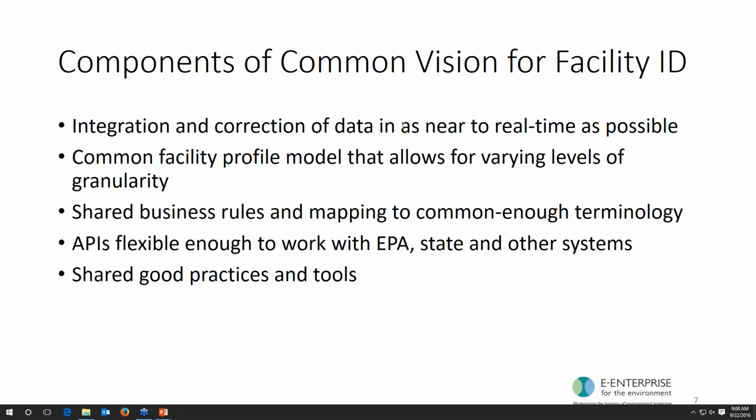Also, for supporting facility integration, APIs are going to be needed, and they need to be flexible enough to work with EPAs, states, other systems. In other words, it has to be able to meet everyone's needs. And then finally, just having good practices and tools, something that everyone agrees upon, something that's easily identified, outlined and understandable to all. Next slide.